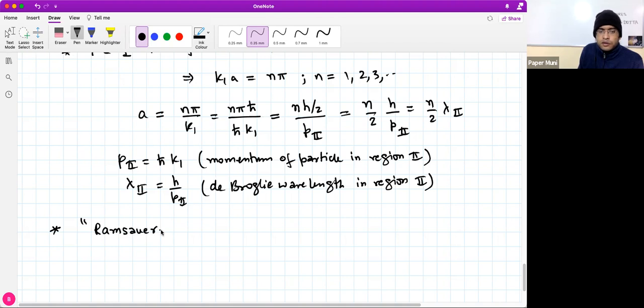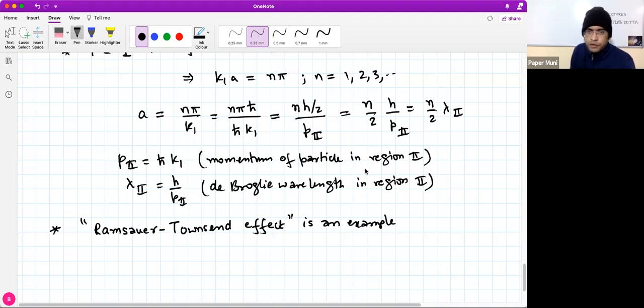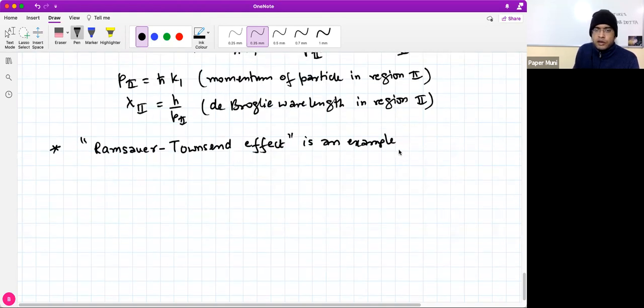So this theory proves this observation. This is called the Ramsauer-Townsend effect. This is an example for observing the calculations we have done here: if the width of the potential is equal to a half integer multiple of the de Broglie wave of the particle in that region, then the transmission will be complete. You can look it up yourself. I won't be discussing this now.